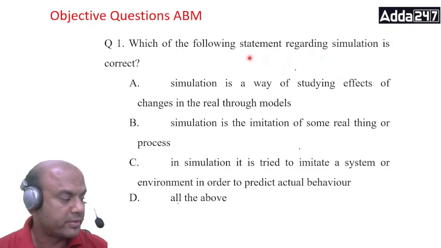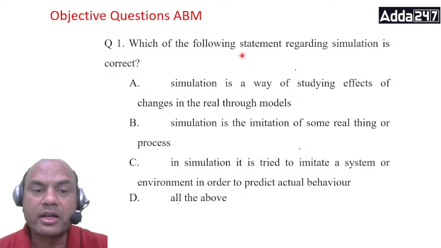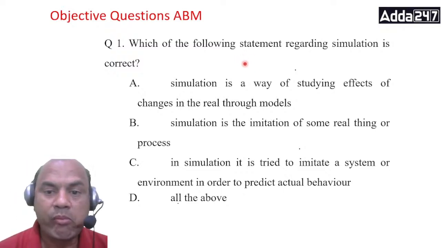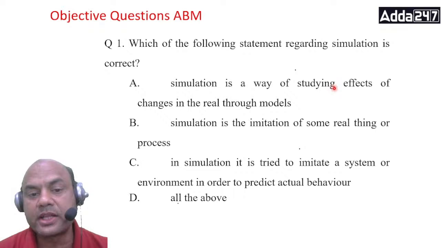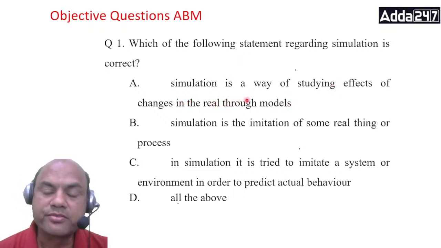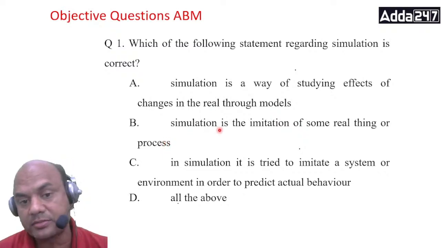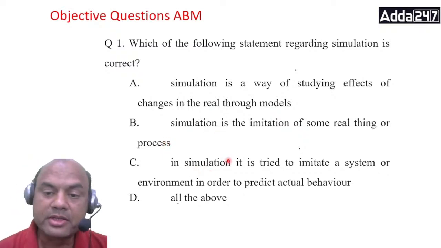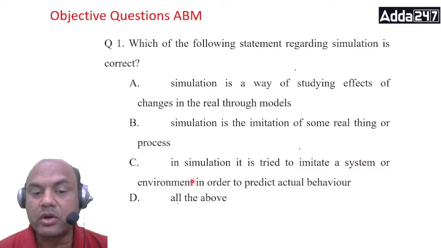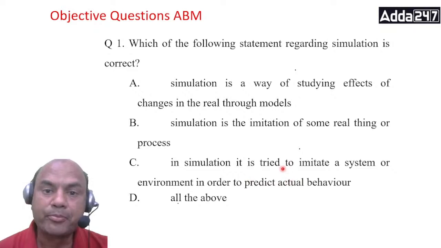Which of the following statements are correct? Simulation is a way of studying effects of changes in the real world through models. That is correct. Simulation is the imitation of some real thing or process. So that is also correct. In simulation, it is tried to imitate a system or environment in order to predict the actual behavior. This is the most important one.